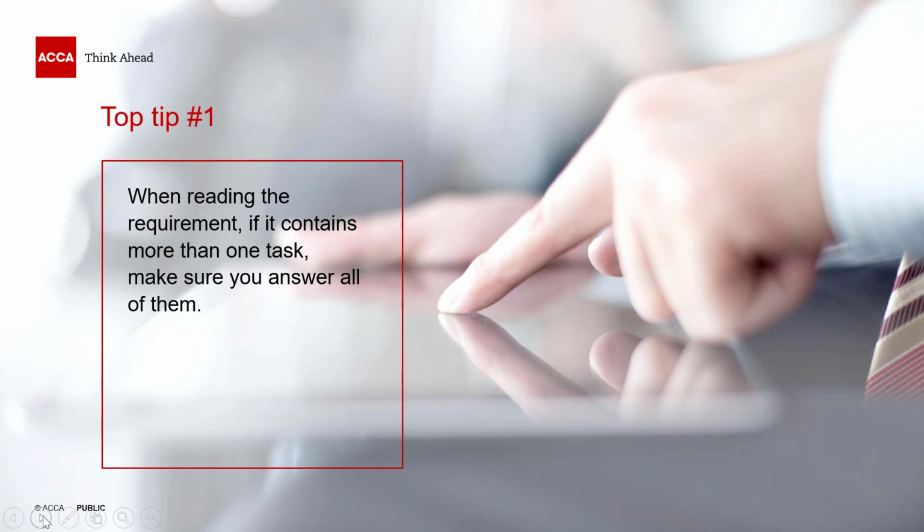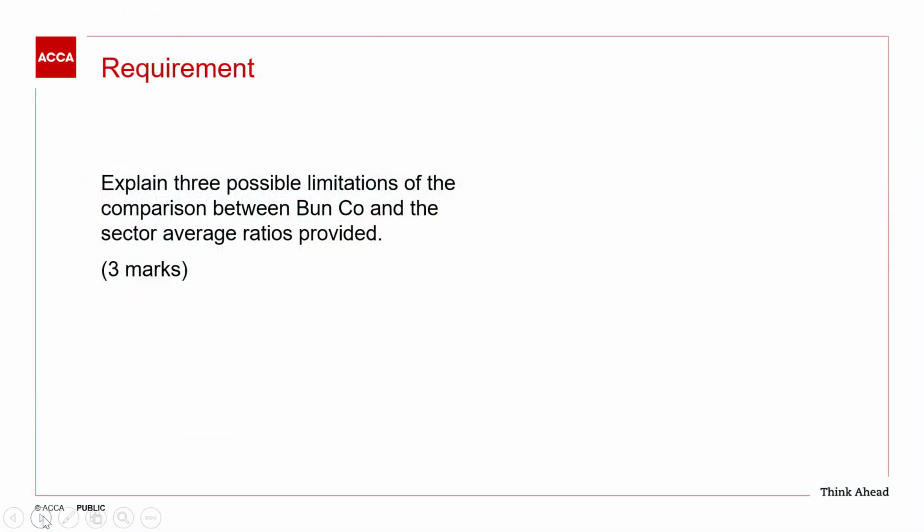Identify how many tasks there are, and make sure you answer all of them, even the ones requiring written answers. Now here's a requirement from the same exam. There's only one requirement here really, which is to explain. But 3 possible limitations are required, and with 3 marks, it is 1 mark per explanation. Please note that presenting a generic list of points is not answering the question.